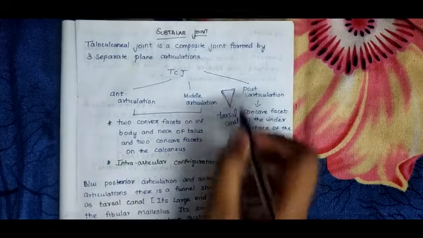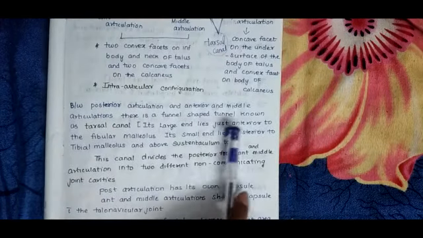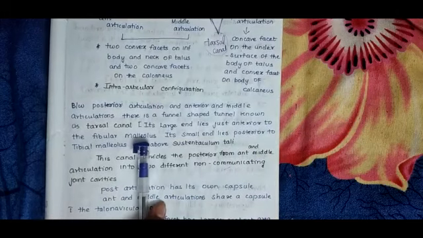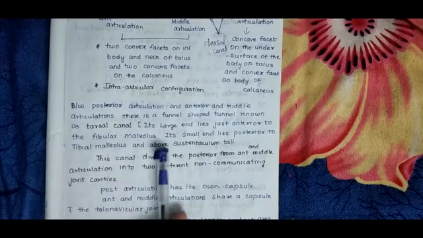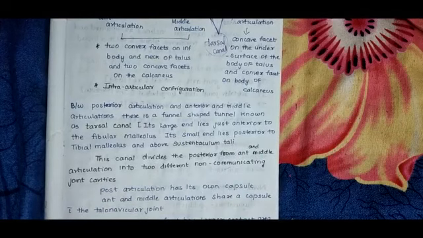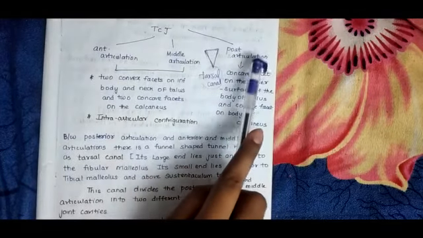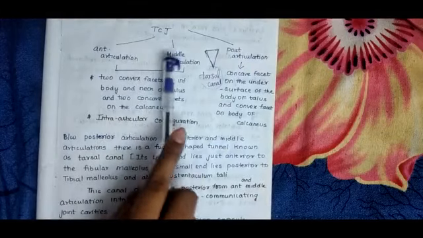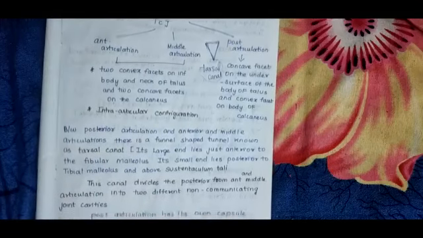This tarsal canal has a large end and a small end. Its large end lies just anterior to the fibular malleolus, whereas its small end lies posterior to the tibial malleolus and above the sustentaculum tali. So the large end lies anterior to the fibular malleolus, and the small end lies posterior to the tibial malleolus. As I said, this canal is present in between the posterior articulation and the anterior and middle articulation. This separates the posterior articulation from the anterior and middle articulation.